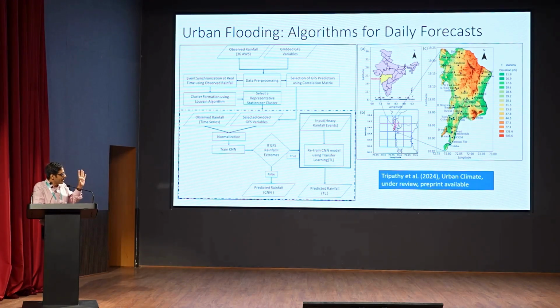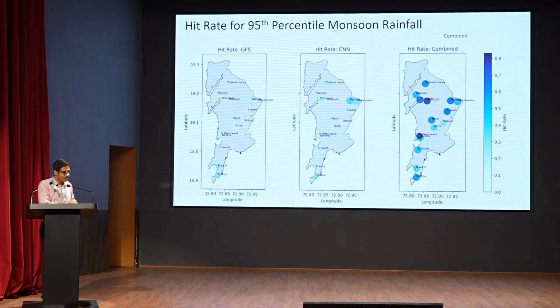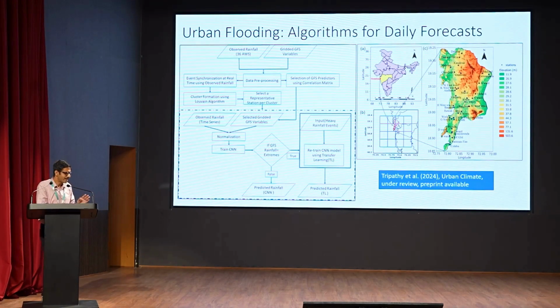One good part is that BMC has set up a huge number of stations, around 60 stations within the city. So we thought, can we take the global model output and develop some kind of hyperlocal model with machine learning techniques? We started working with a CNN based approach, a very simple CNN. It was working quite well for all the days, but when it came to extreme days, it was not working well.